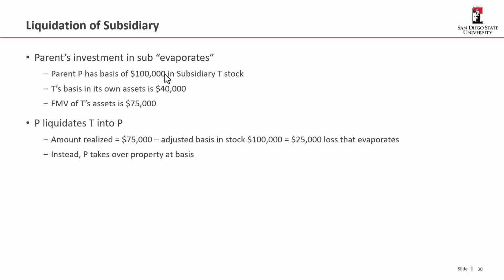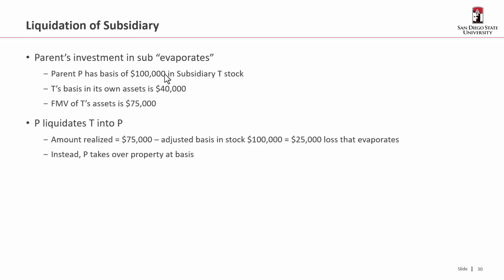So let's say parent P has a basis of 100,000 in subsidiary T stock. T's basis in its own assets is only 40,000, and the fair market value of T's assets is 75,000. So if P liquidates T into P, right? So they're liquidating their corporate sub, and we're of course assuming that it's 80% owned. In this case, it's 100% owned.